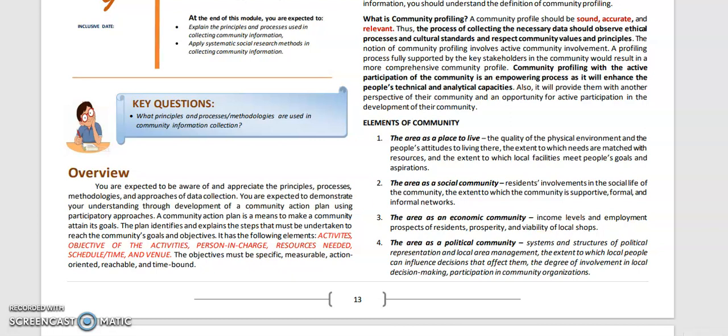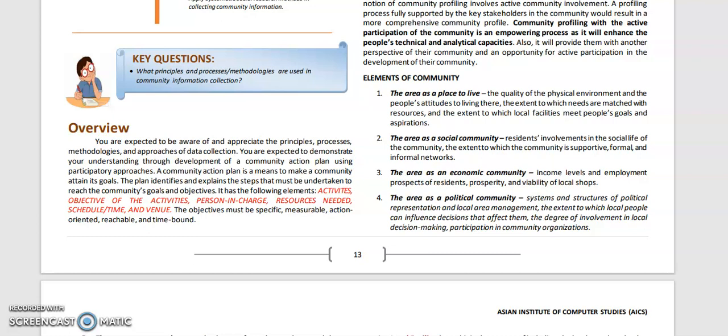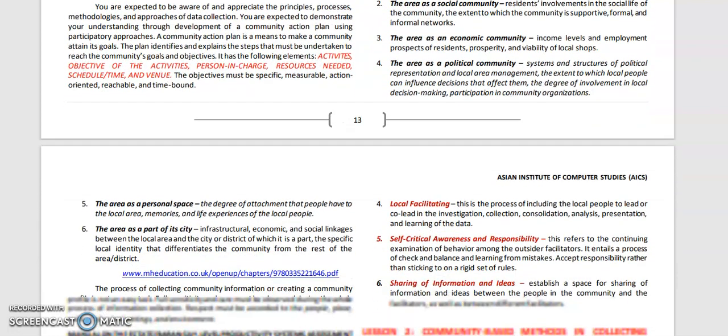Number 4, the area as a political community. Systems and structures of political representation and local area management. The extent to which local people can influence decisions that affect them. The degree of involvement in local decision-making, participation in community organizations.